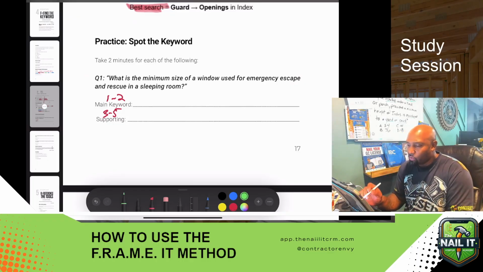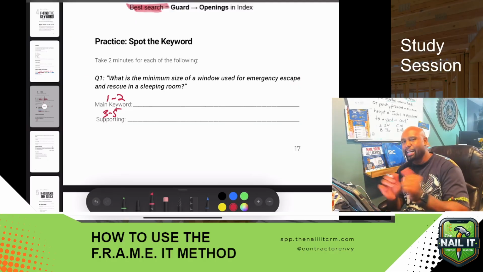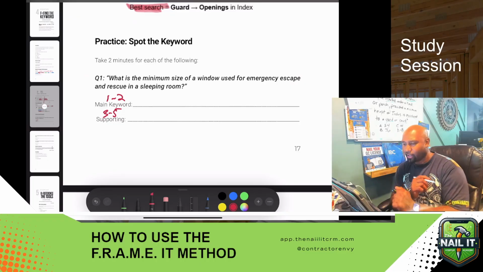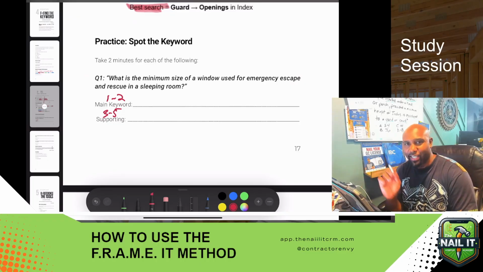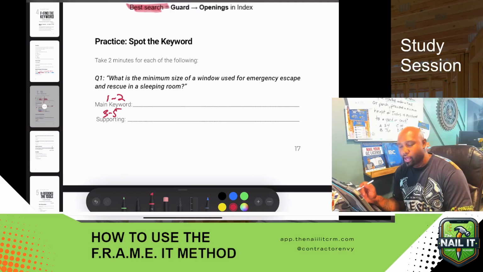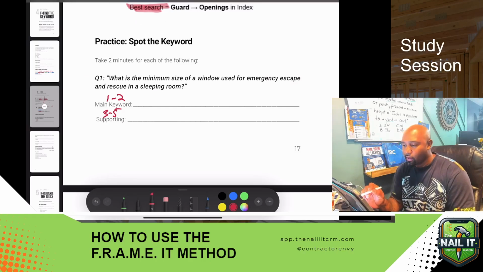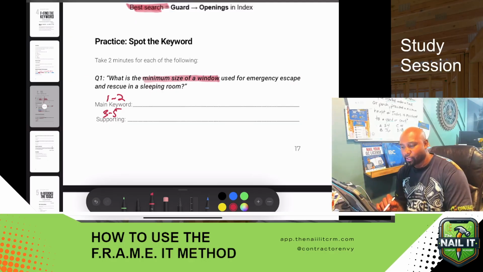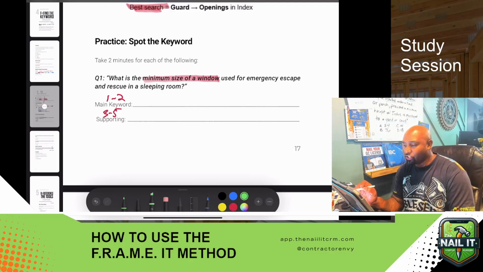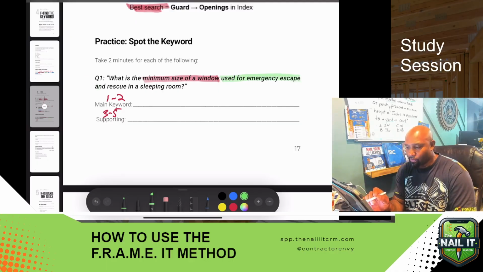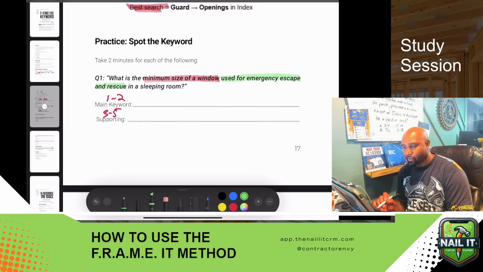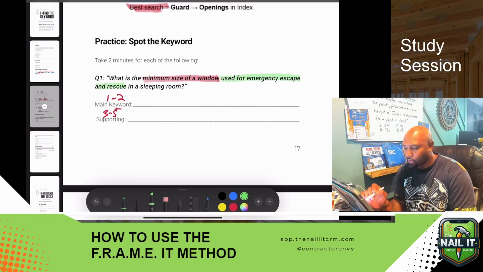So in this instance, what do we have? What is our main keyword? Go ahead and hit it in the comments right now. What are the keywords? I'm going to tell you right now. What is the question asking is what you should be saying. What is the minimum size of a window used for emergency escape and rescue in a sleeping room? Minimum size of window. That's what this is asking us. And that window is used for emergency escape and rescue. Then it's in a sleeping room.